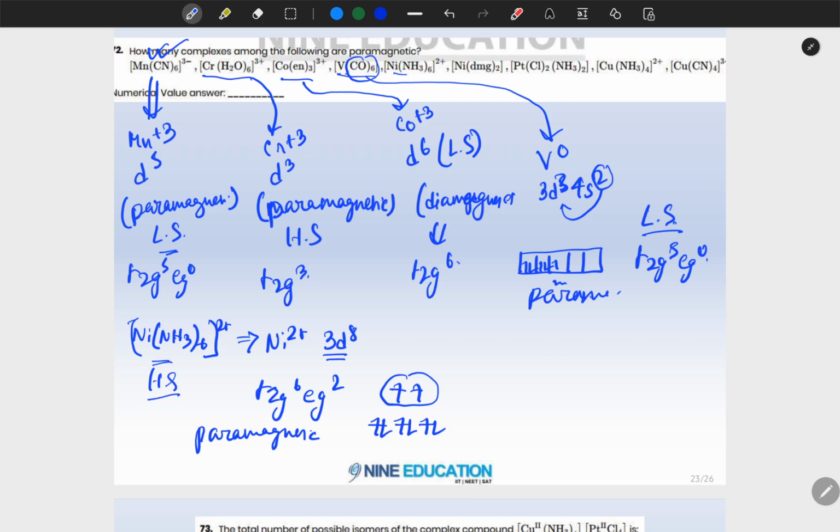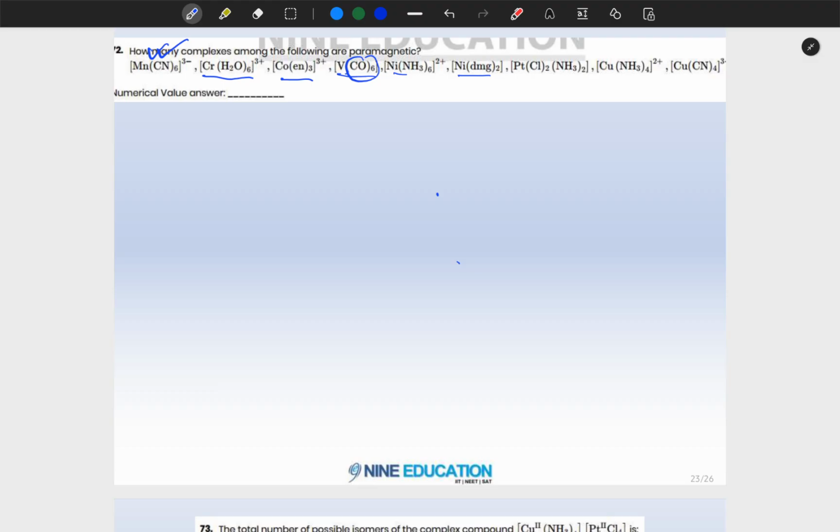Now in Ni(DMG)2, let me clean this up first. Till now, how far have we discussed? First one is paramagnetic. Chromium is also paramagnetic. The third one, cobalt complex, is diamagnetic. Vanadium complex, low spin, paramagnetic. Nickel complex is also paramagnetic. Now Ni(DMG)2. Dimethylglyoxime is a strong field ligand and is also a bidentate ligand.